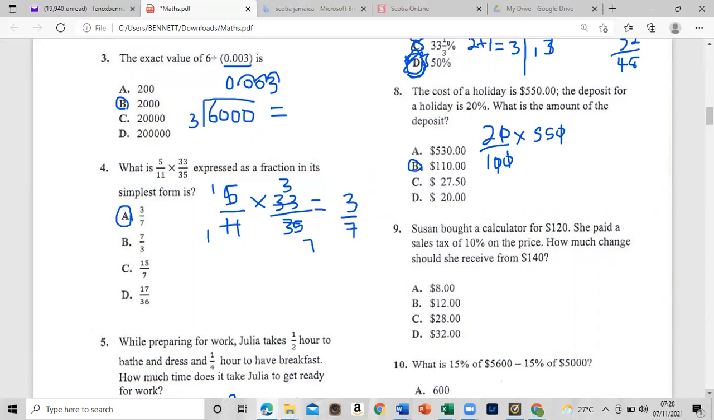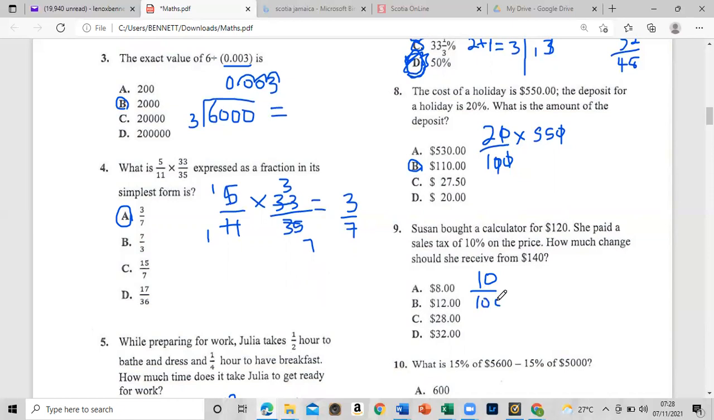So Susan bought a calculator for $120. She paid a sales tax of 10% on the price. Okay, so you're going to increase it because tax is an increase, right? How much change would she receive from $140? So we could calculate how much she pays in all. So we have to find 10% of 120. You know, say it's going to be 12, don't it?